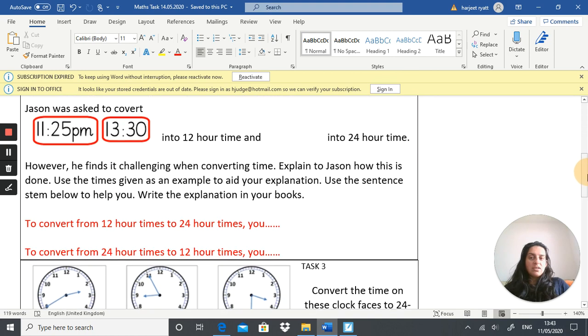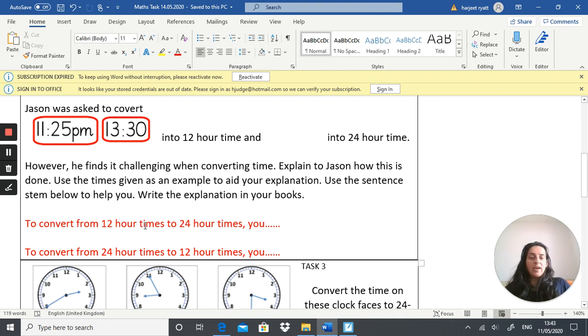Task 2 says Jason was asked to convert 11:25 p.m. and 13:30 into 12-hour time and into 24-hour time. However, he finds it challenging when converting time. Explain to Jason how this is done. Use the times given up here as an example to aid your explanation. Use the sentence stem below to help you. Write the explanation in your books.